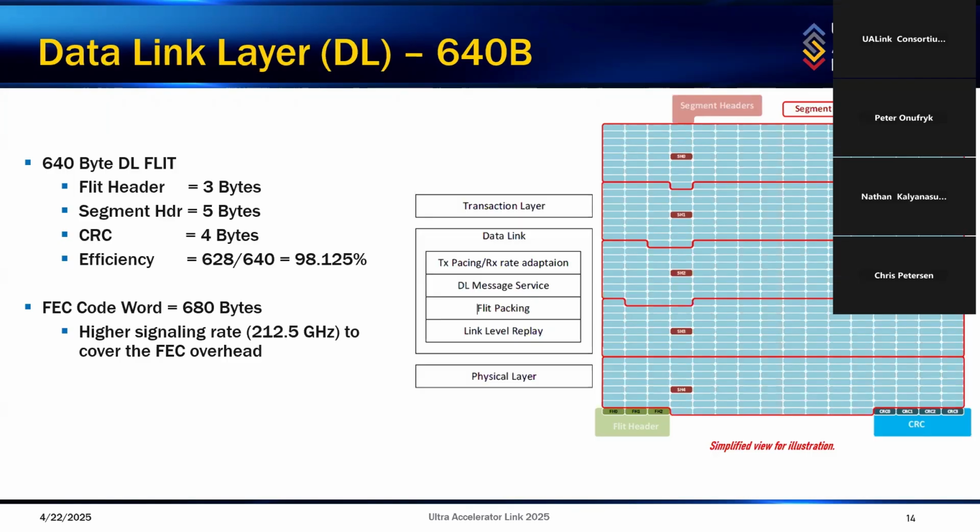As noted earlier, the physical layer covers FEC and additional encoding and uses 40 bytes for carrying that FEC and additional encoding. However, the RS-544-514 standard FEC overhead is handled through a higher signaling rate, and UALink, similar to Ethernet, uses 212.5 gigabits per second.